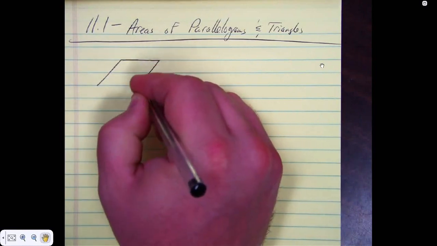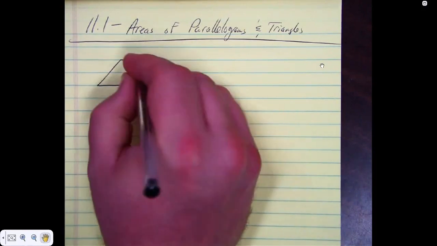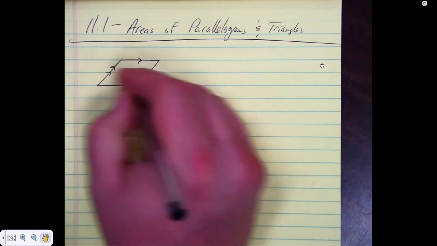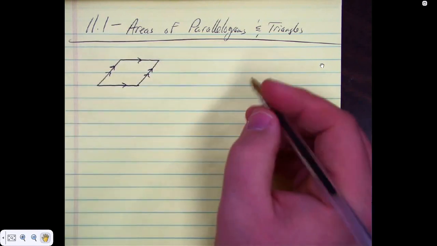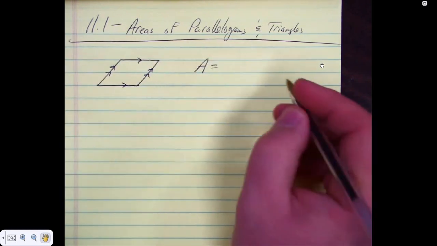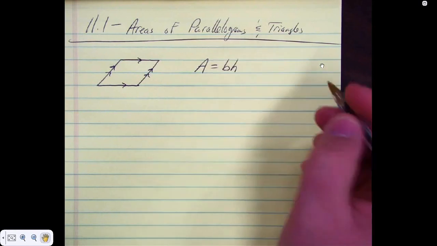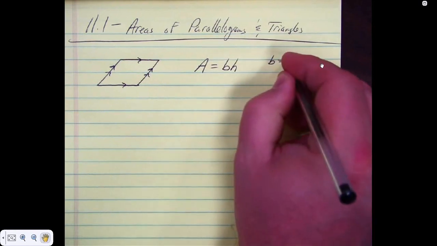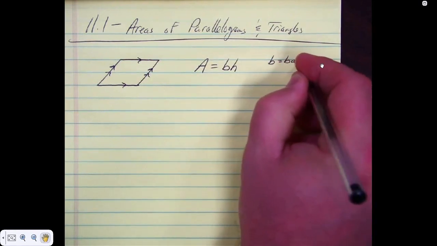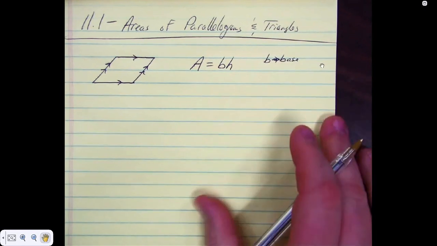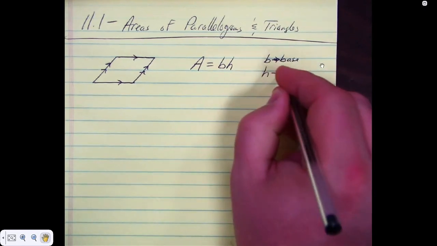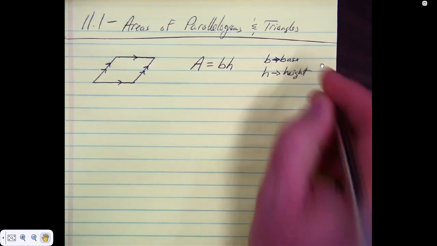Parallelogram. In a parallelogram, opposite sides are parallel. Now, the things you need to find the area of a parallelogram. You need B and H. What does the B stand for? That is your base. What is the H? It is your height with respect to that base.